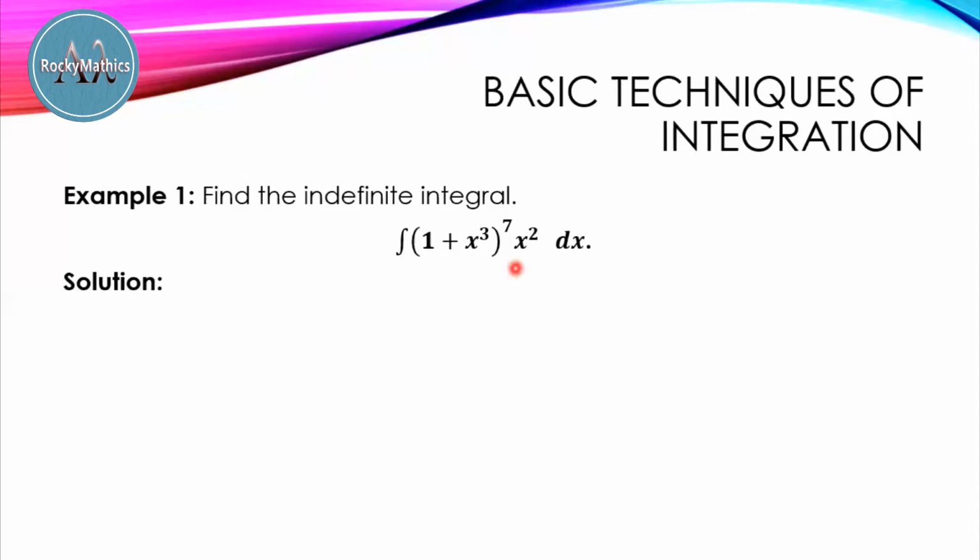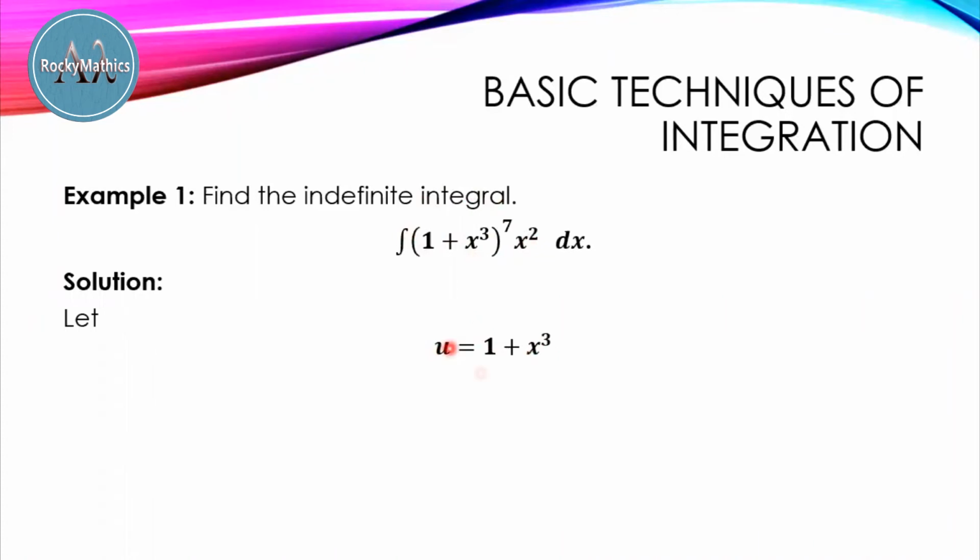So how can we solve this one using the substitution method? The first thing that we are going to do is to choose our u. Our u is a function of x whose derivative is equal to the remaining function. In this case, we have two functions: this first function, and the other one is x squared. We choose u whose derivative is equal to the function that is left. So, for example, u is equal to 1 plus x cubed.